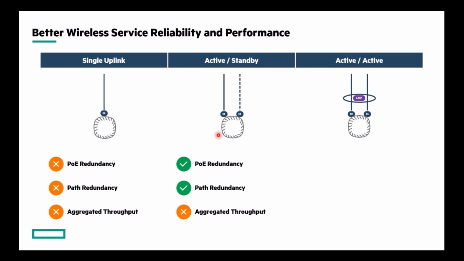With this deployment, currently being used in most of our customer environments, we have POE redundancy. We can have the APs connected to different ports of the switch. Path redundancy can also be achieved, but there is no aggregated throughput available because it works only in active and standby mode. And the next one is the active-active mode. That is one of the most requested asks currently, and because of this enhancement, it will be highly achievable in our customer environments.